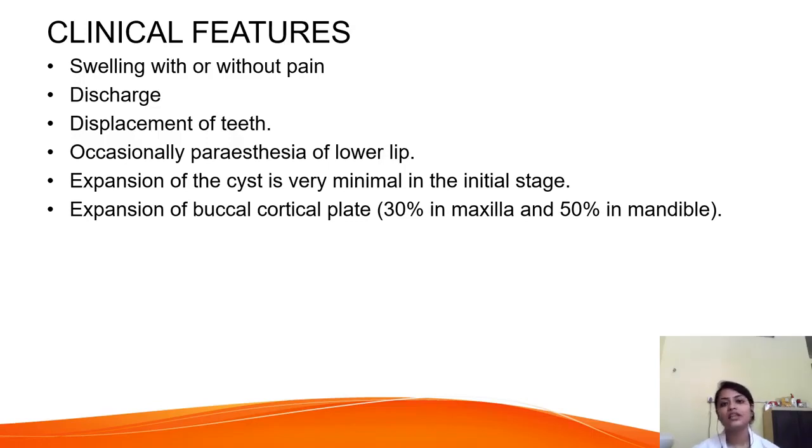Secondly, the direction is anterior-posterior. That means the cyst goes anterior-posteriorly, like this it will go. So initially, even when it is enlarging, we won't find it outside. So it is very difficult to diagnose in the initial stage, and it is minimal also. It is a very slow growing cyst. Now expansion of the buccal cortical plate will happen. In the maxilla we will see it in 30% of cases, and in the mandible it is more than the maxilla, 50%.